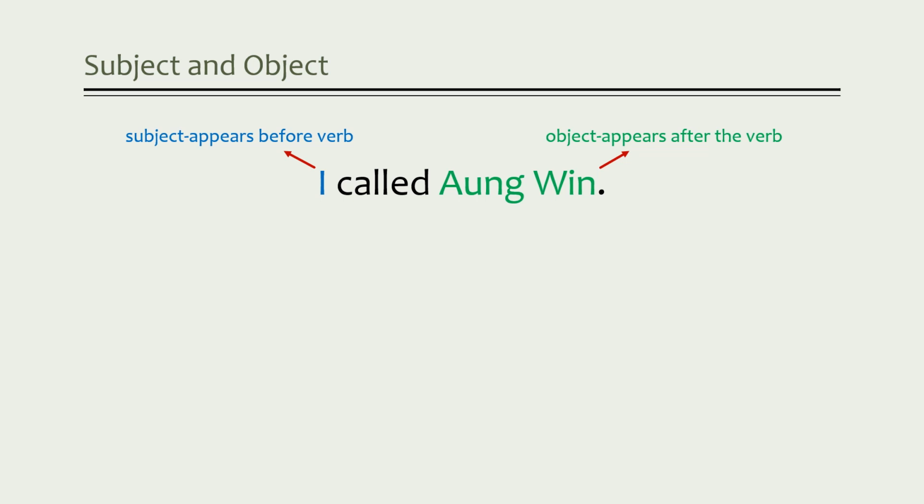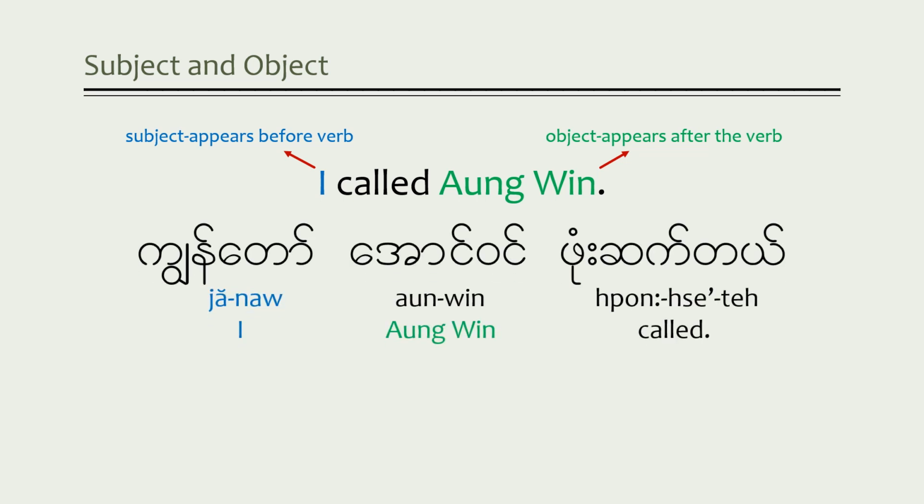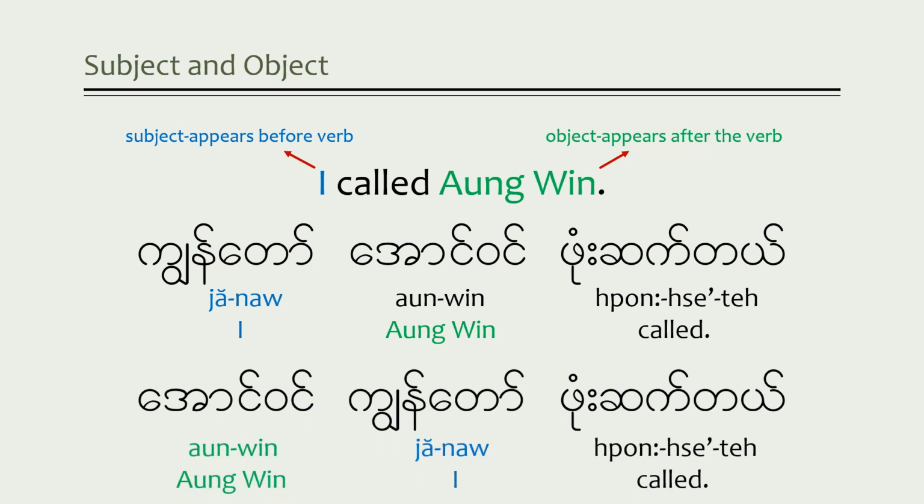But remember, in Myanmar, the word order is different. The verb is placed at the end of the sentence. So one word order could be Jino Ao Win Ponsete. I, Ao Win, called. I could also say Ao Win Jino Ponsete. Ao Win, I called. And that's because the word order can either be subject, object, verb, or object, subject, verb. They basically say the same thing. So the question is, in this sentence, did I call Ao Win or did he call me? You really can't tell from these two sentences.